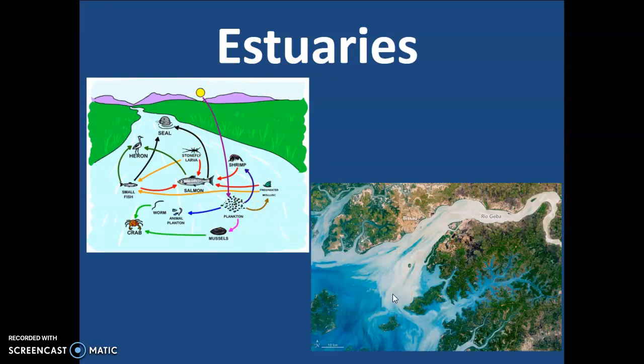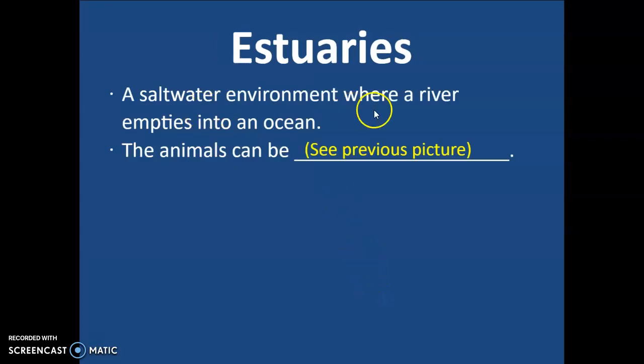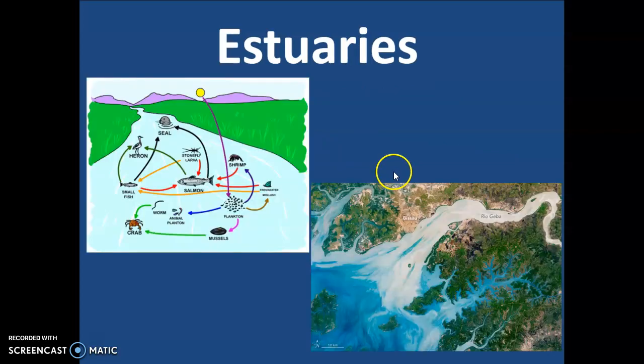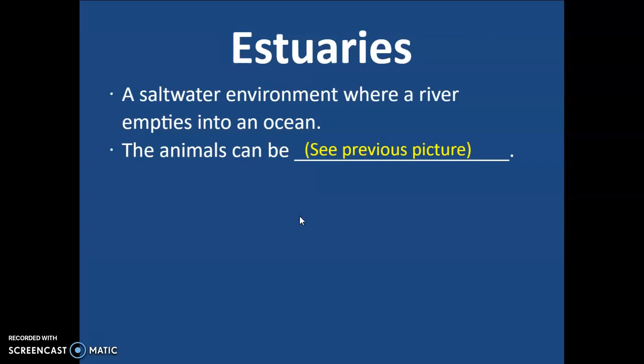It's a bizarre zone where the saltiness of the water, where the fresh water is dumping into the ocean water, is kind of a medium saltiness. Estuaries, where a river empties into an ocean, and the animals you can put there tend to be kind of a mixture of river animals and ocean animals.